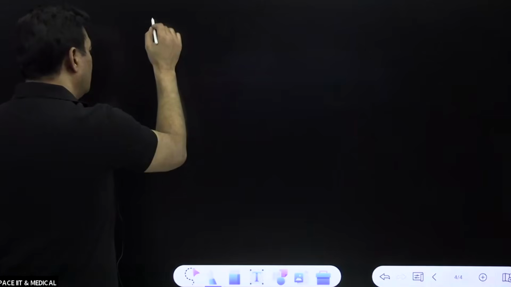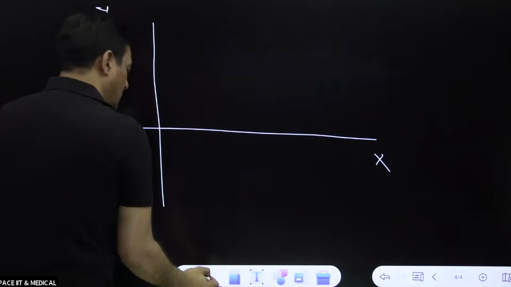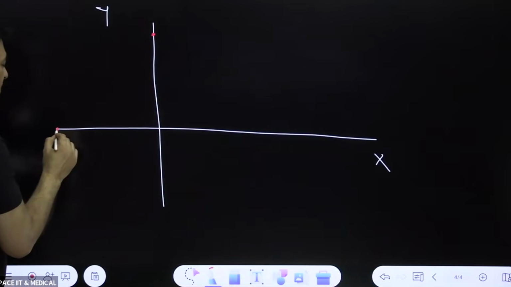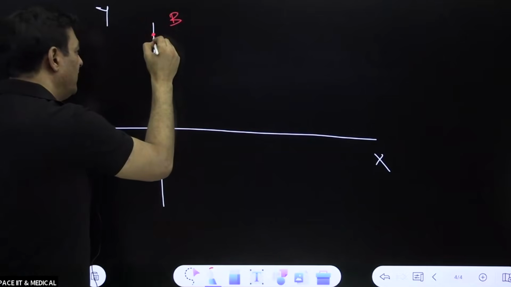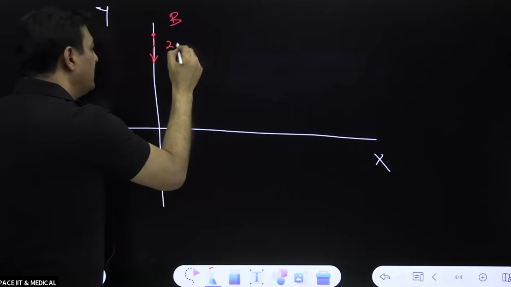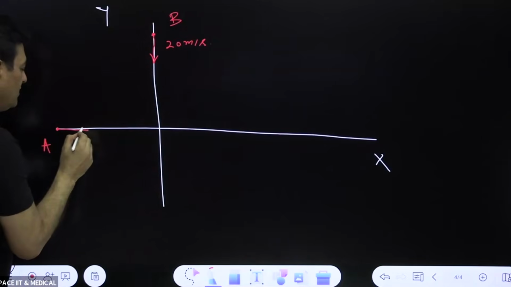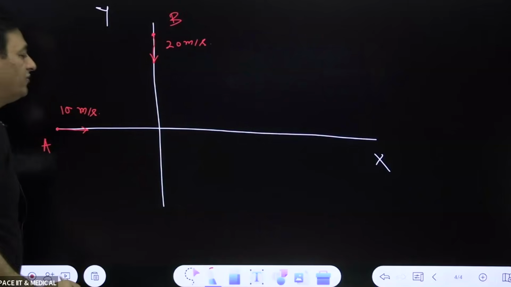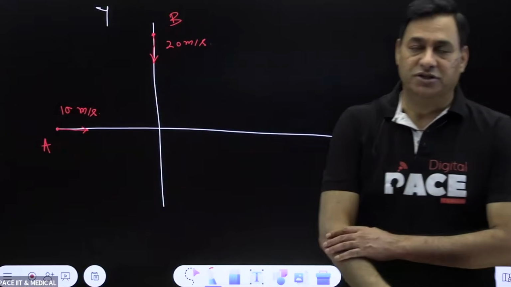I'll write the question again for you. You have the x-axis, y-axis, 200 meter away, 200 meter away. This is A, this is B. He is traveling in this direction with 20 meter per second. He is traveling in this direction, straight line along the x-axis, with 10 meter per second. And you have to tell me when will they come closest to each other.